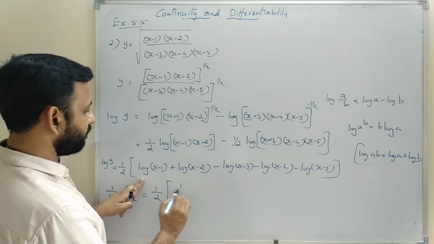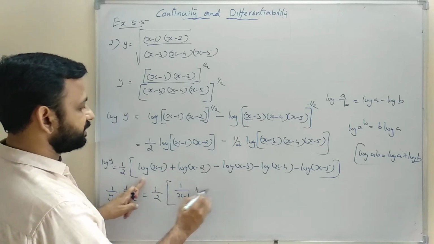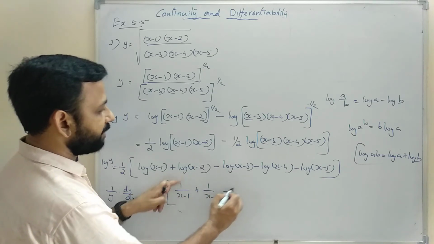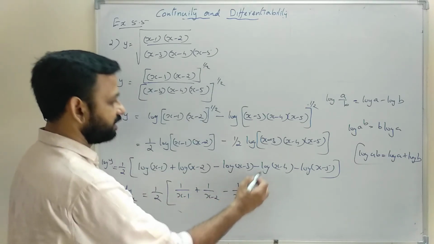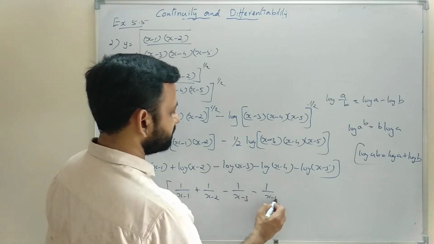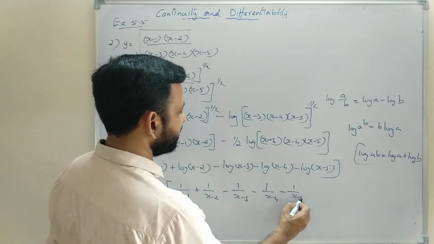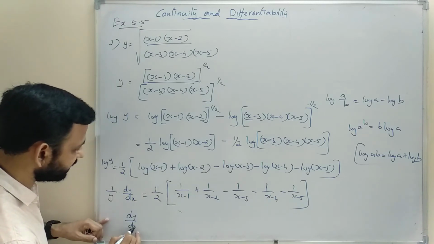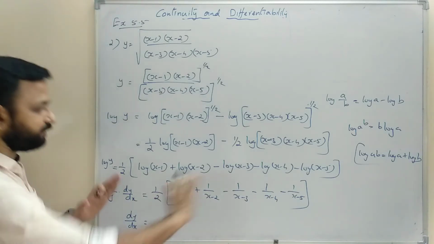1 by 2 outside, 1 upon x minus 1, plus derivative of log x minus 2, 1 upon x minus 2, minus 1 upon x minus 3, minus 1 upon x minus 4, minus 1 upon x minus 5. Therefore dy by dx is equal to y into this expression.